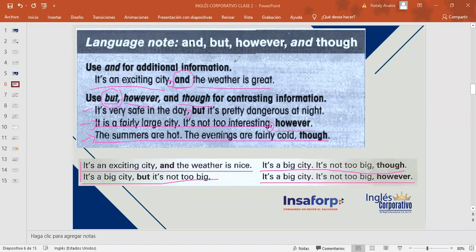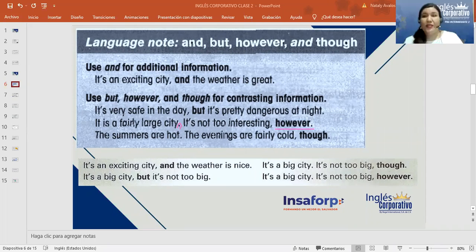However and though, go at the end. In some cases, you can find however in the middle of the sentence, and it's still correct, right? Hay excepciones donde lo podemos encontrar al centro. However, but the most common is at the end, okay? Any questions so far? Yes.